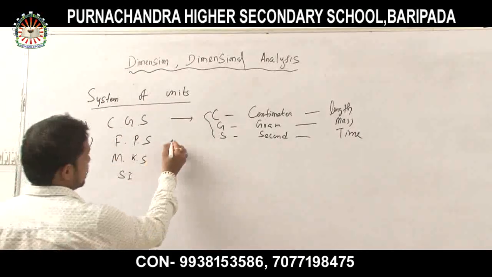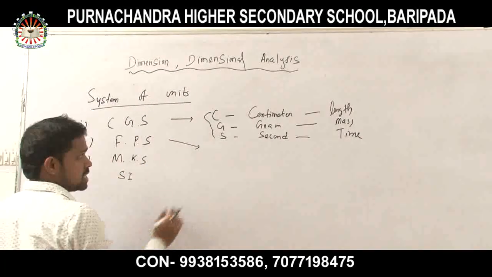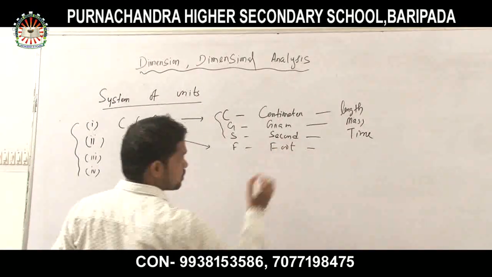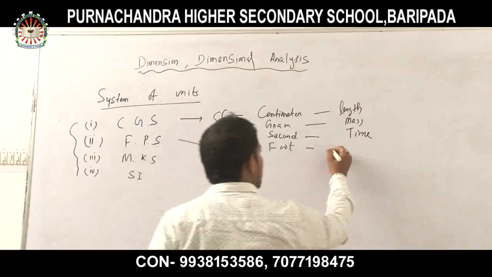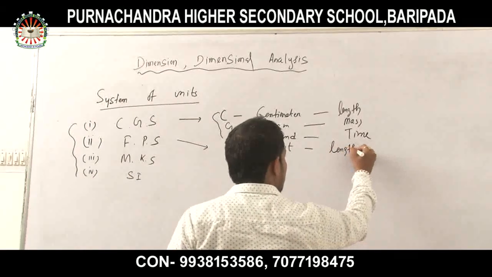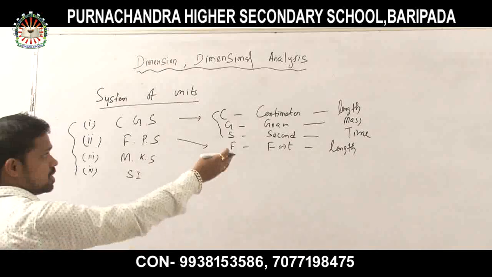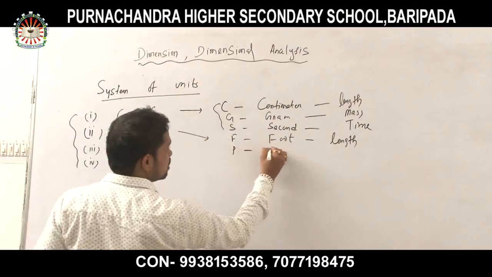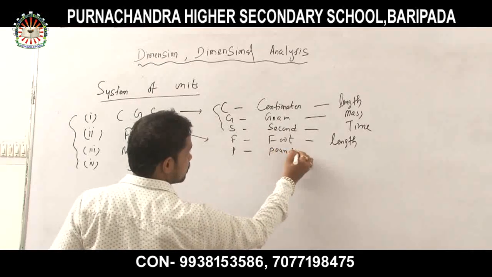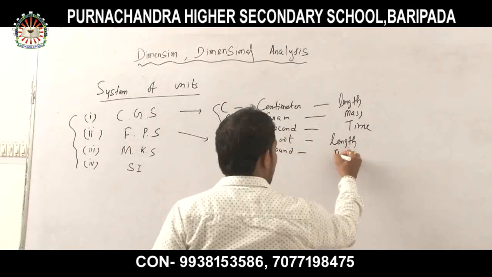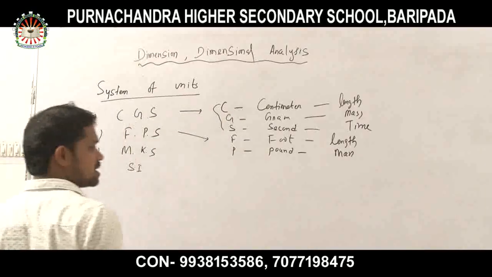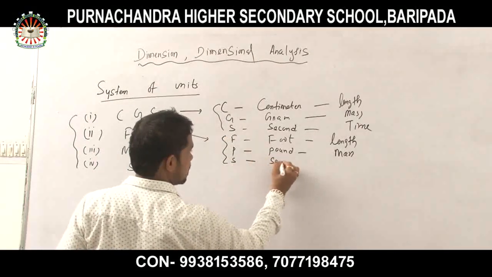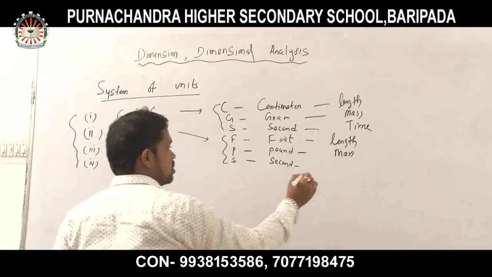Then come to the second system of units, that is FPS. F stands for foot, the unit used to measure length. Then P is pound, which is the unit of mass. Then S, similarly, is second, which is the unit of time.